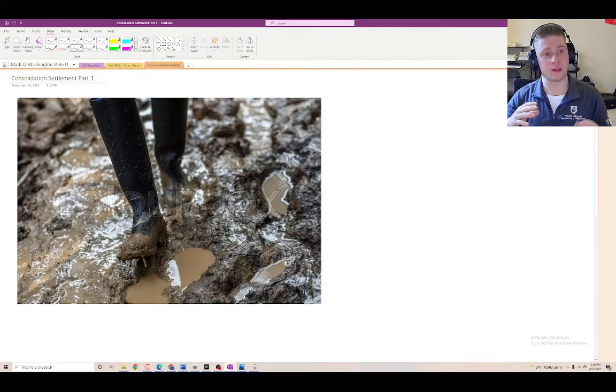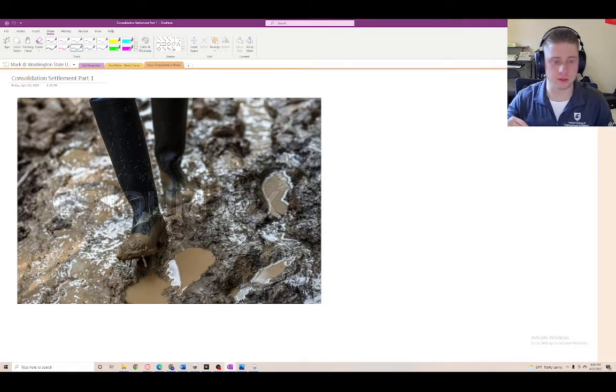Like if you've ever walked in mud, for instance, it depends on what the soil is for the mud. Let's say it's kind of sandy mud. If you just walk on the mud, you hear the squishing sound. That's the voids escaping the soil, and what's left behind is your footprint, that's the settlement. The settlement caused by your feet.